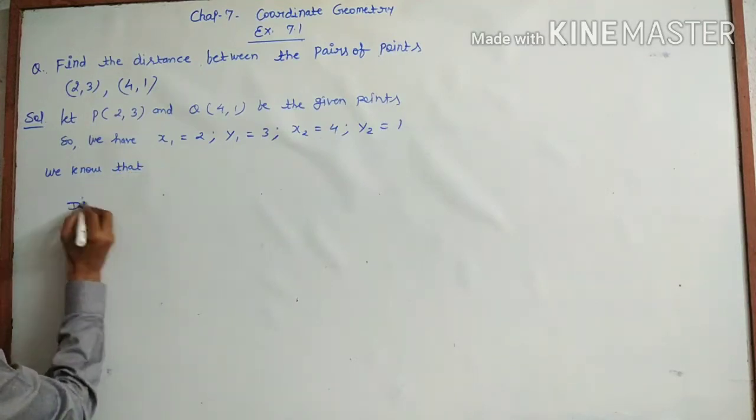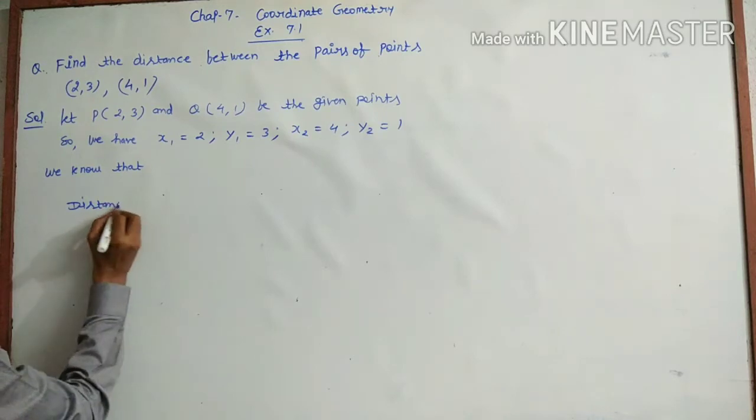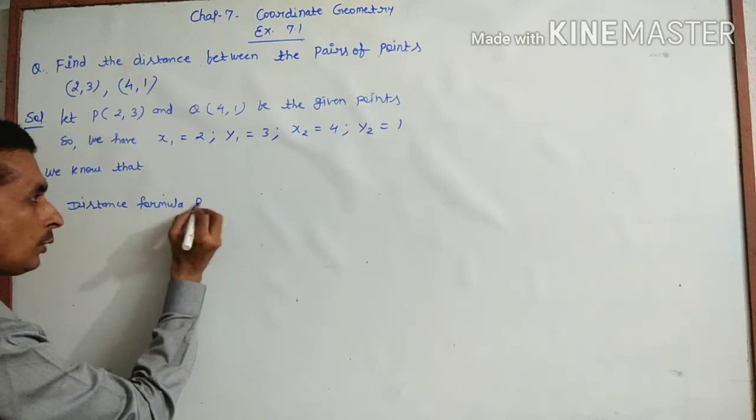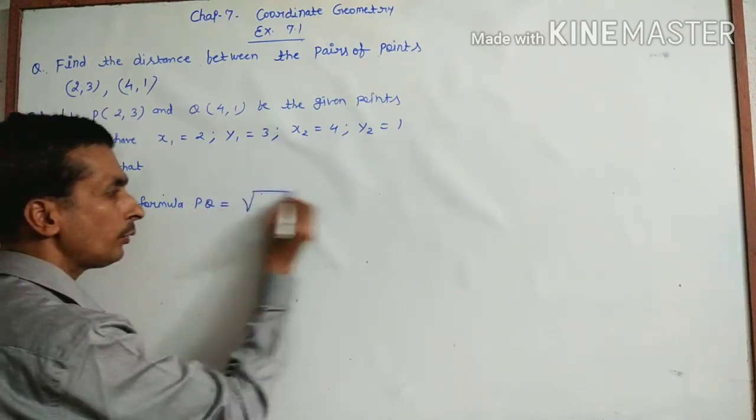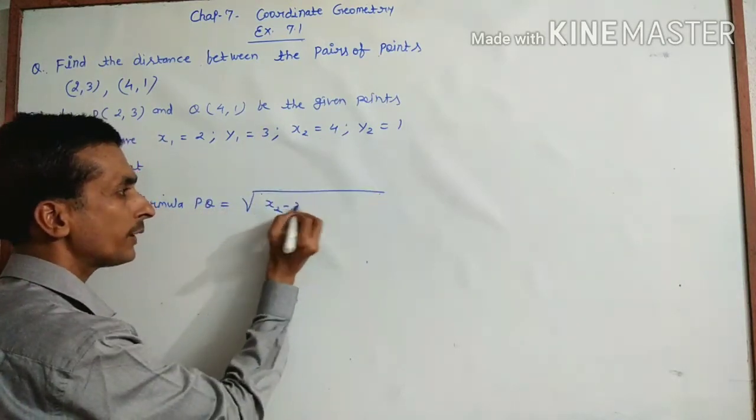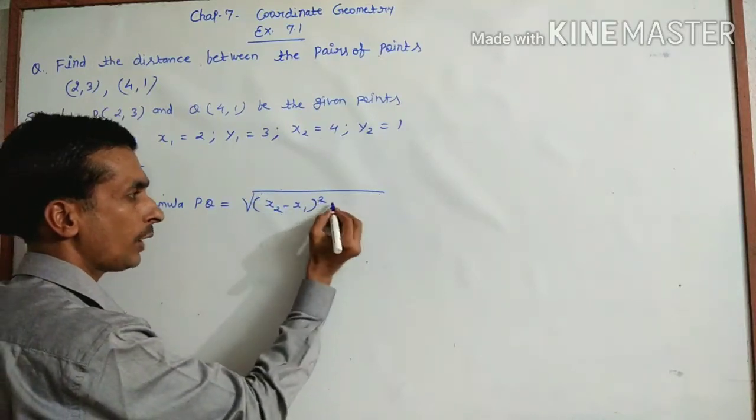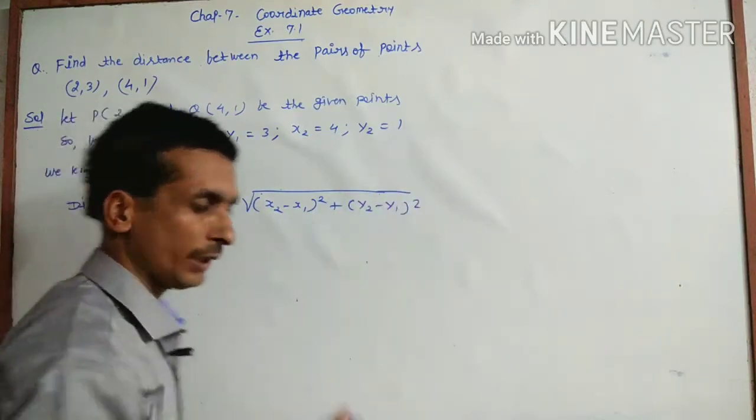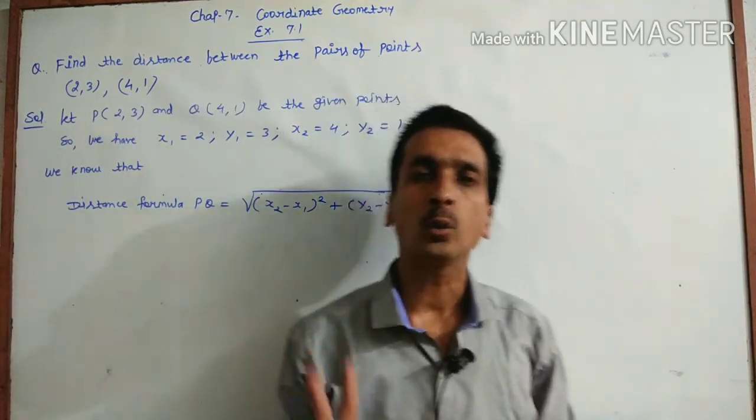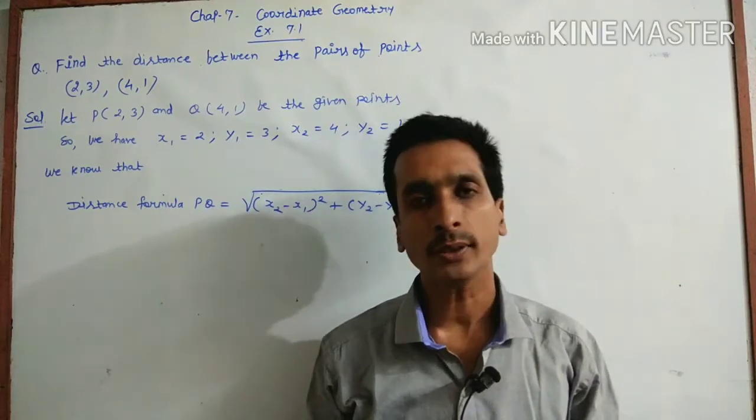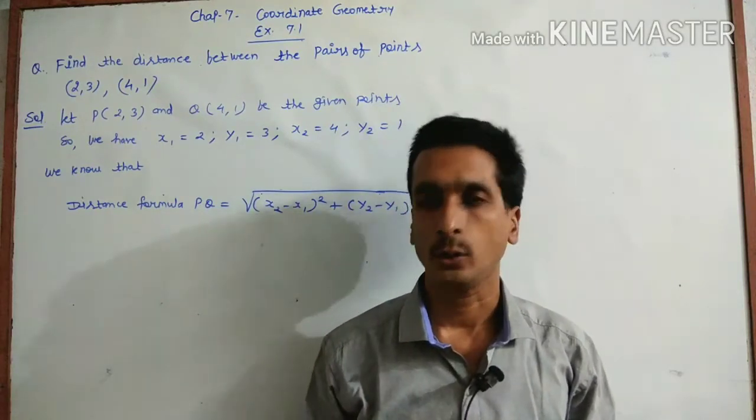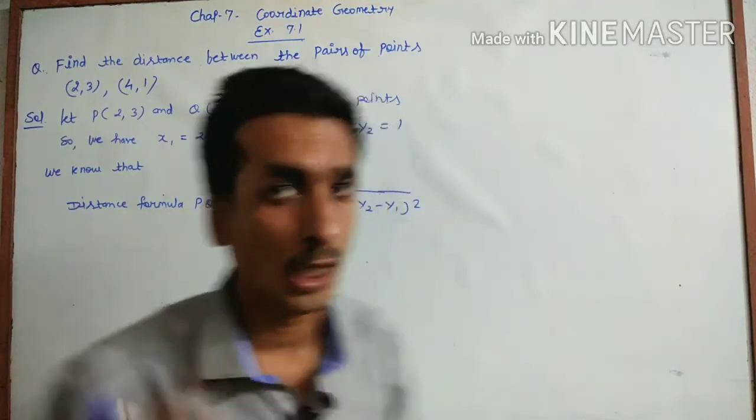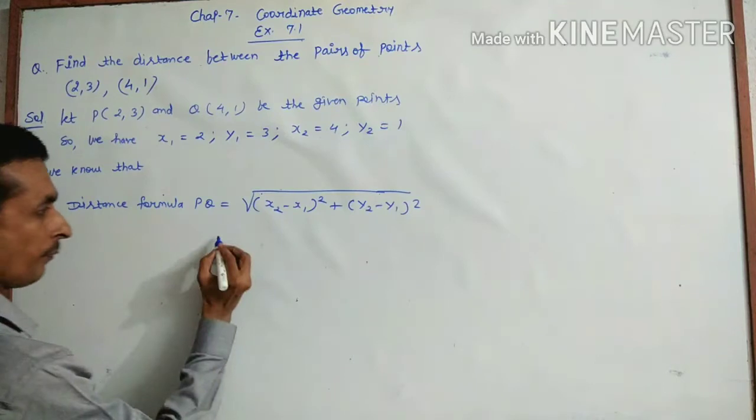We know the distance formula: PQ equals under root x2 minus x1 whole square plus y2 minus y1 whole square. I think you can understand. There are two points: the first value x1, second value y1, third value x2 and fourth value y2. We have the formula x2 minus x1 whole square plus y2 minus y1 whole square. Putting in the values and solving this one.